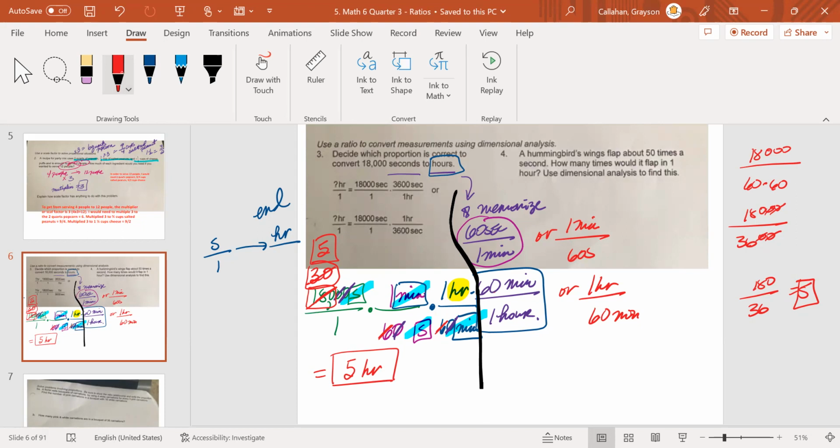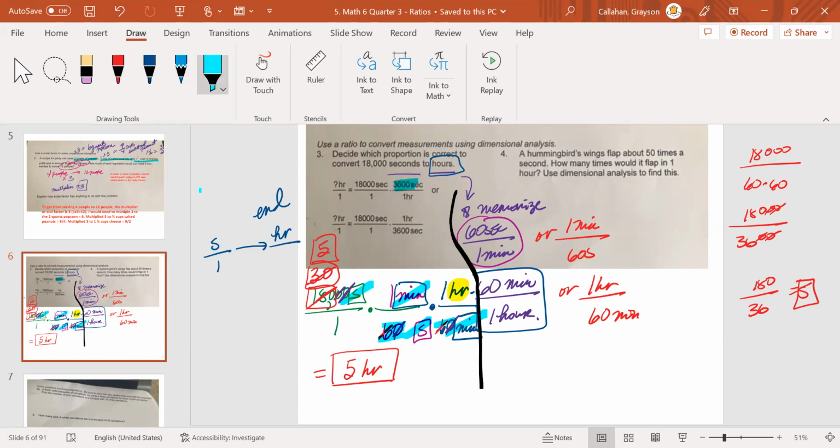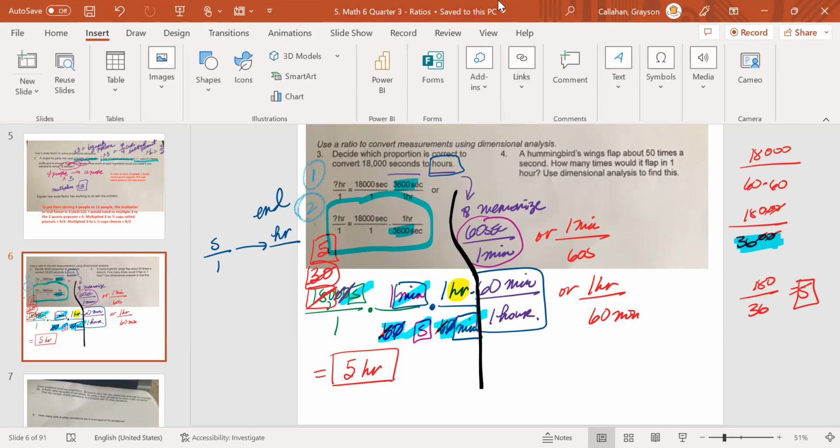18,000, or no, because do you see how this one, the difference is that 3,600 is on top? 60 and 60 gives me 3,600, right? Where should the 3,600 be? On the bottom. Do you see that? So which one's correct? The first one is correct. That's what I said. I'm sorry, the second one, not the first one, the second one. This is the second one. This is the first one. That's the second one. The second one is correct, okay? And the reason why the second one is correct is because it needs to have 3,600 on the denominator.